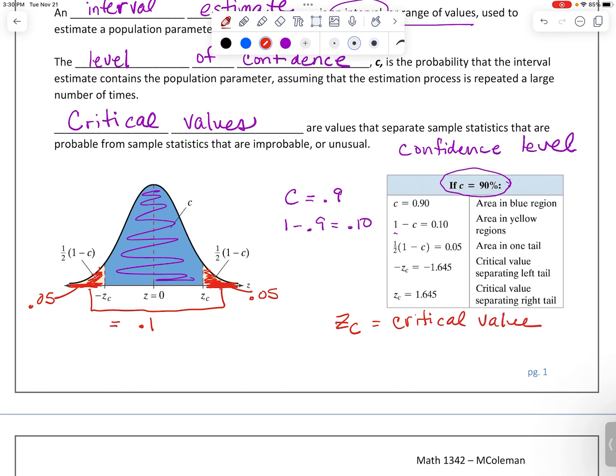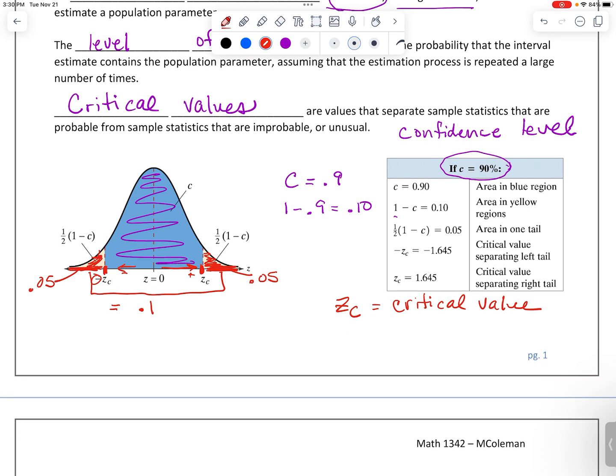And so this critical value is negative because it's to the left of 0. This critical value here is positive because it's to the right of 0. The best thing you can do is memorize this part, although you can also find it on your standard normal table. But if the area is 90%, then my critical value, the positive one, is going to be 1.645. The negative value is going to be negative 1.645.